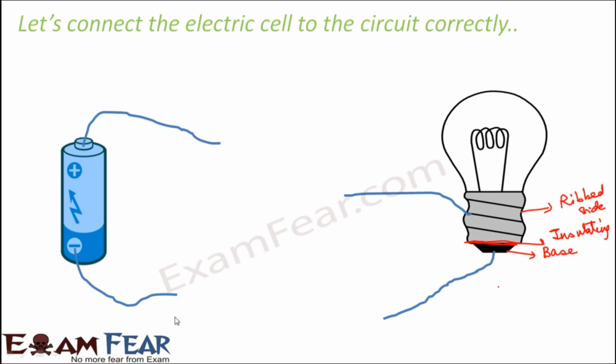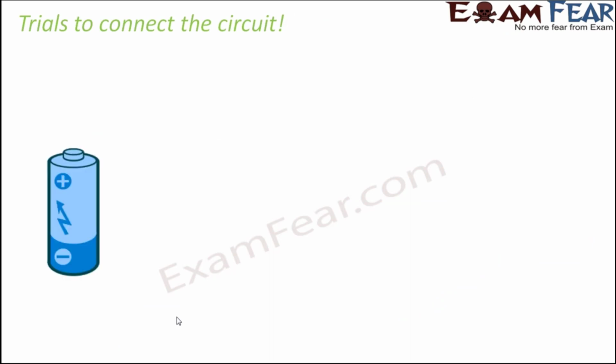Now how do we make the circuit? So let us look at some of the trials to connect the circuit. Now these are some of the ways people try to connect the bulb to the battery, because we know that if we have a cell and if we have a bulb, the cell will be able to provide electricity. So if we connect these two with the help of conducting wires, then the bulb should glow. So that is our expectation as per what we learned in the theory. So here we see how do we connect the bulb.